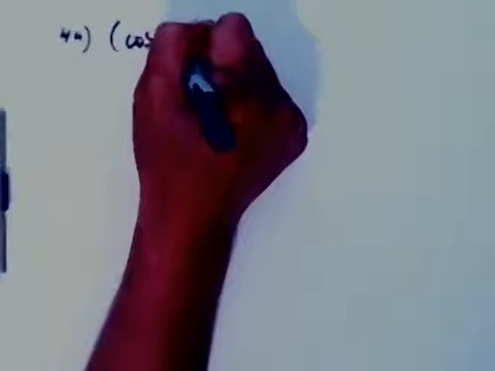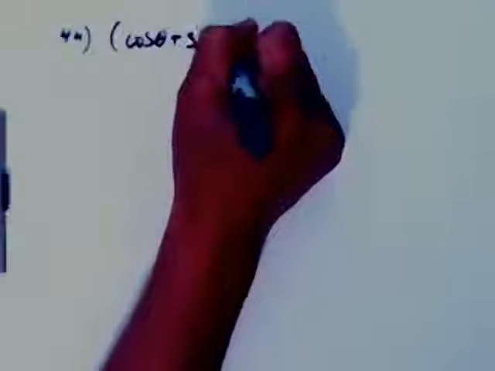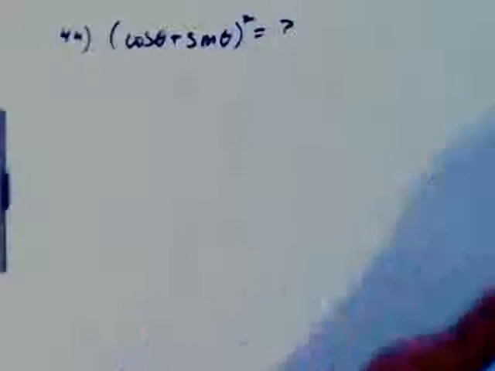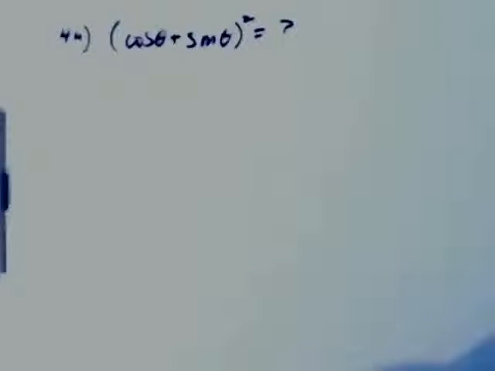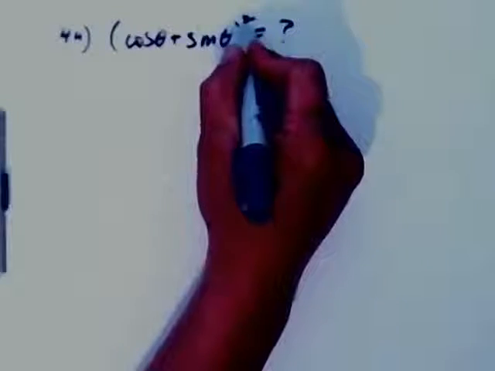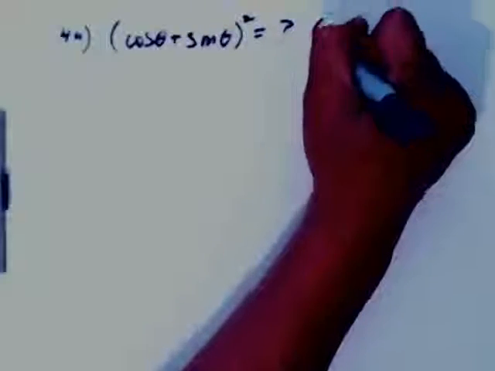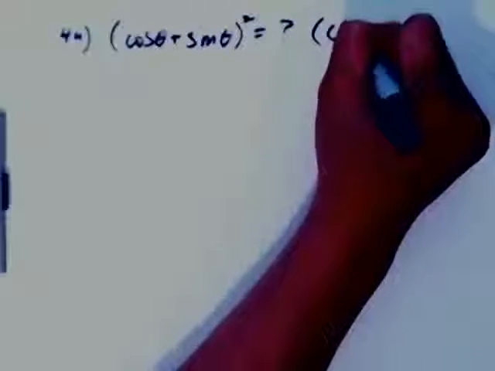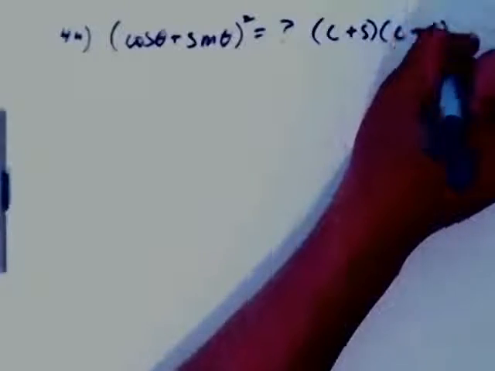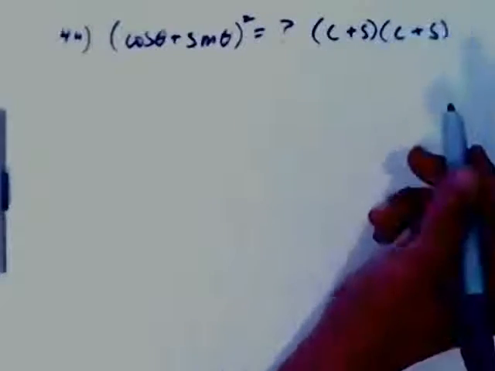Cosine of theta plus sine of theta, squared. So what we're going to do is we're going to try to simplify this expression. Okay? The square, you cannot distribute this out straight out. You have to fold it out. That becomes cosine plus sine times cosine plus sine.